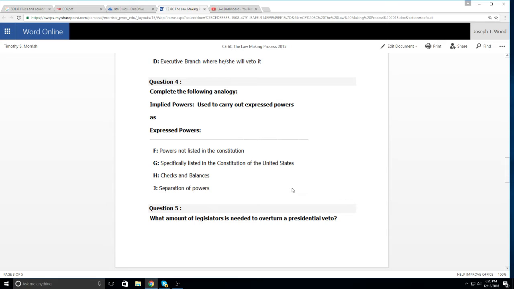All right, so implied is the one we got to stretch, used to carry out express powers. I'm telling you, if you remember express, implied's easy. Express is specifically listed in the Constitution. This means I can open up the Constitution, and it says that Congress can override a veto. It says President can veto. It says that Congress controls the money, and so on. That's express. This is a fancy way of saying I can open up the Constitution and read it.